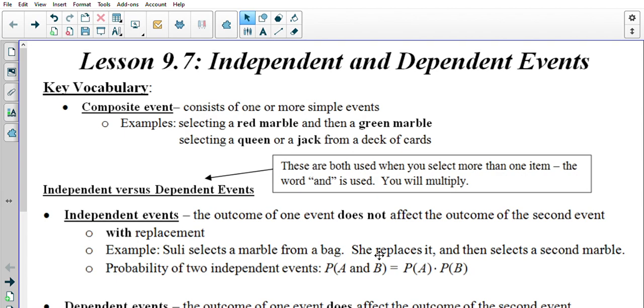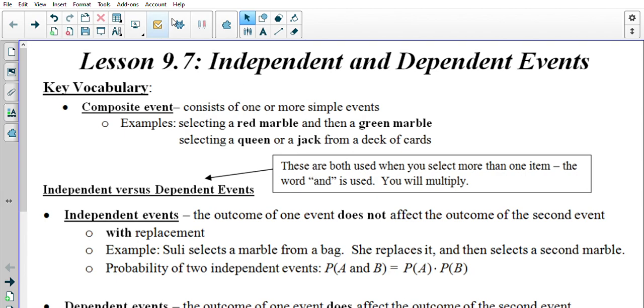So in lesson 9.7, we are dealing with independent and dependent events. When we've talked about probability before, we were looking at the probability of one event occurring. So you have a jar of marbles. What's the probability that when you select a marble, it's a red marble? That's one event. Or what's the probability that it's a red or blue marble? So again, you're still only choosing one marble, but what's the probability that that one marble is either red or blue?